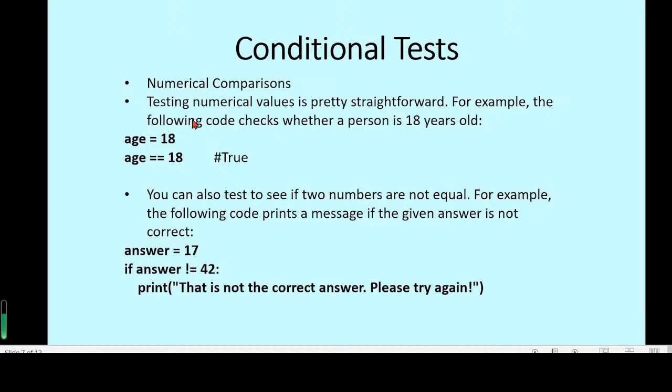And the numerical comparisons. Testing numerical values is pretty straightforward. For example, the following code checks whether a person is 18 years old. If the person is 18 years old, then you test numerically if the age equals 18, and you get a true result. You can also test to see if two numbers are not equal. For example, the following code prints a message if the given answer is not correct. The answer is 17. So we test if answer is not equal to 42. Then we print a message, "This is not the correct answer, please try again."